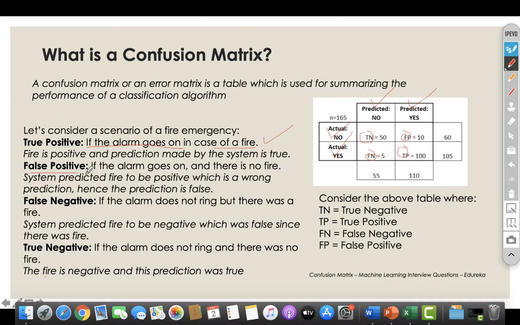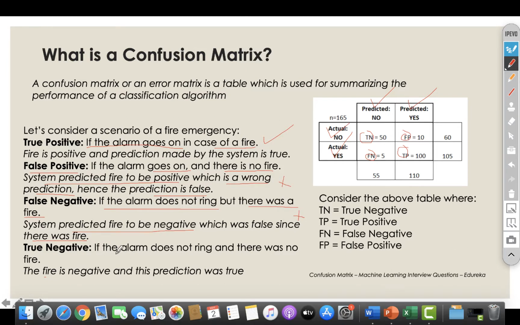Second one is false positive. If the alarm goes on and there was no fire, so the system predicted fire to be positive, which is a wrong prediction. Hence the prediction is false. So this is wrong. In the third case, false negative. If the alarm does not ring, but there was a fire. System predicted fire to be negative. System predicted there is no fire, but there was a fire. So this is also wrong.